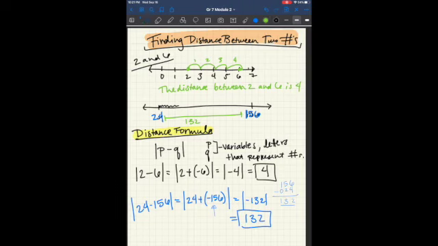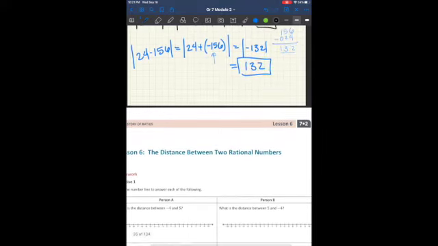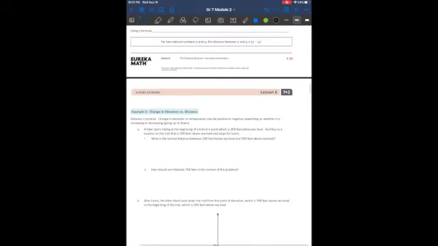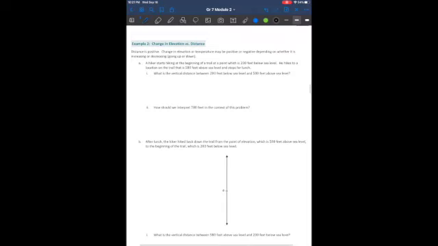So now I want you all to look in your Module 2 book. We're going to be on page 35, and we're going to look at example 2. I'm just going to rewrite the distance formula up on the top here: absolute value of P minus Q. And remember, the P and the Q represent numbers.